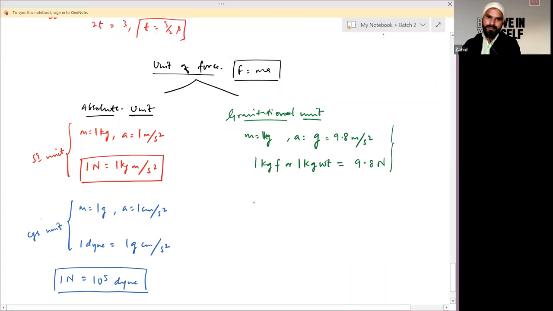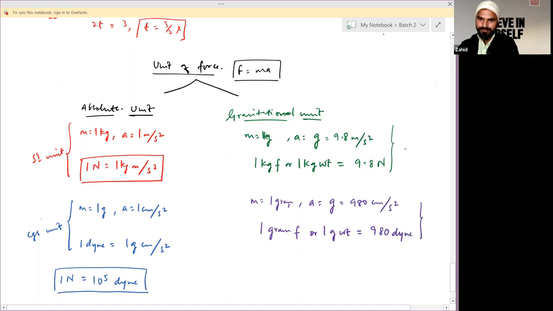Next is if mass is 1 gram, and acceleration is gravity, which will be in terms of centimeter as 980 centimeter per second square. So it will be 1 gram force or 1 gram weight equals to 980 dyne. So this will be CGS unit.